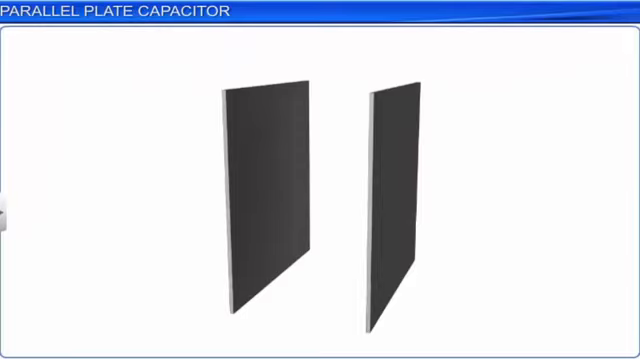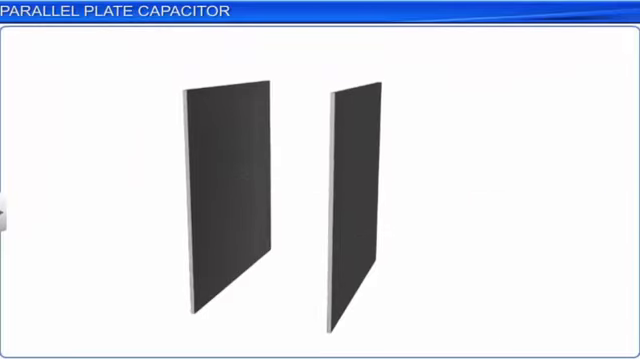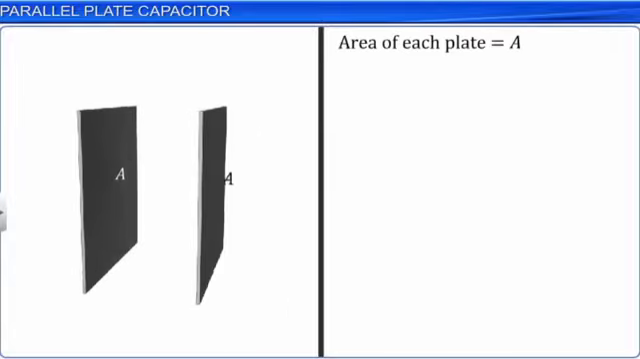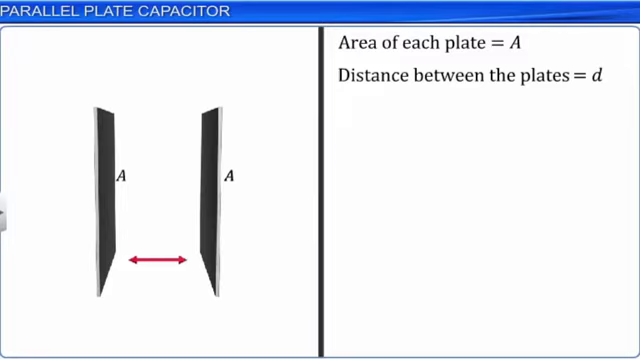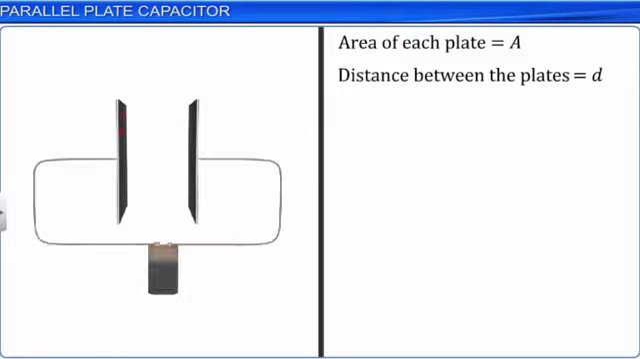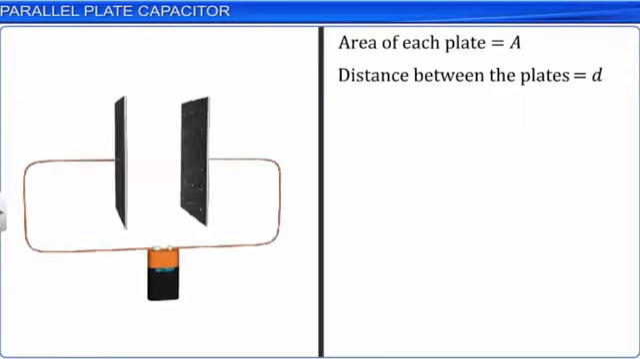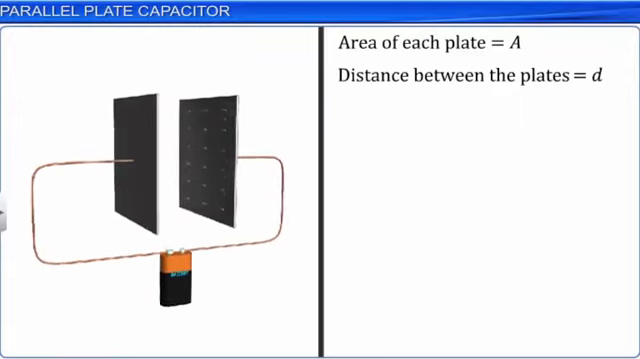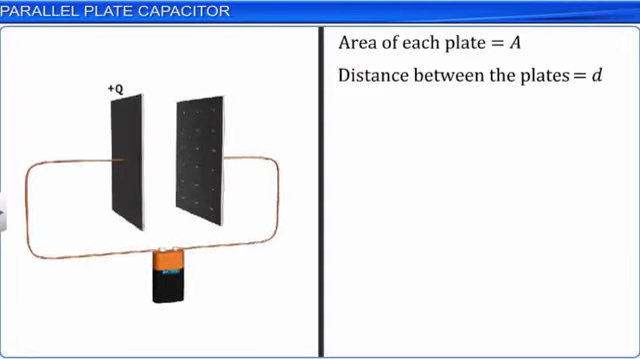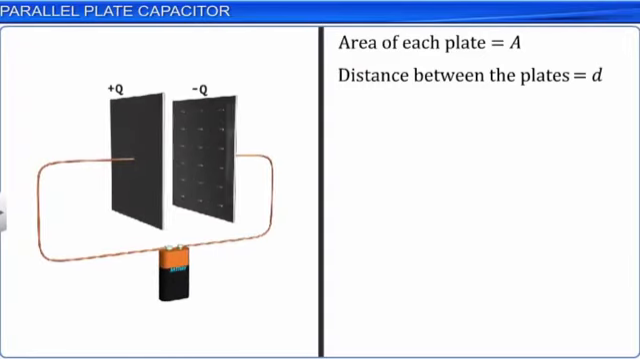A parallel plate capacitor consists of two metal plates, each of area A and separated by a distance D. When the plates of the capacitor are connected to a battery, one of the plates is given an excess charge plus Q, and the other is given an excess charge minus Q.